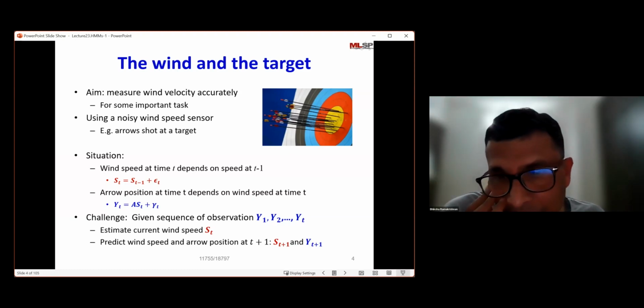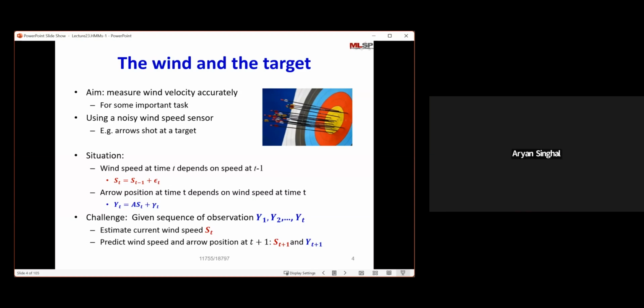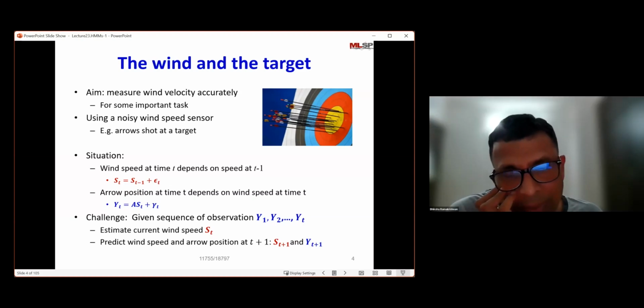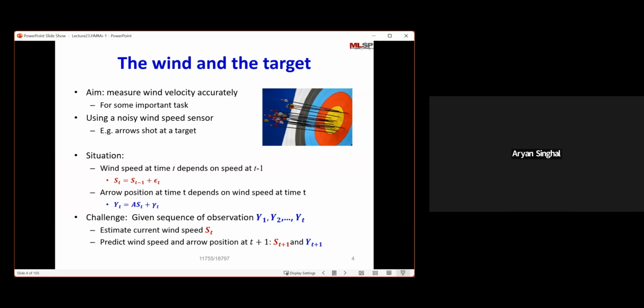How much will it sway and miss the bullseye by? That will be proportional to the wind velocity and the time taken for the arrow to hit the bullseye, correct? Yeah. You guys, right?